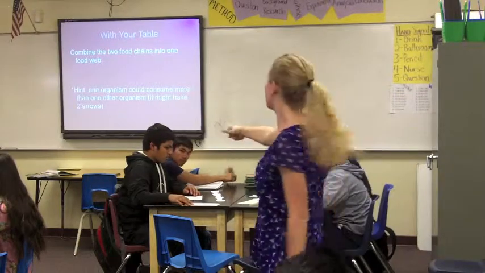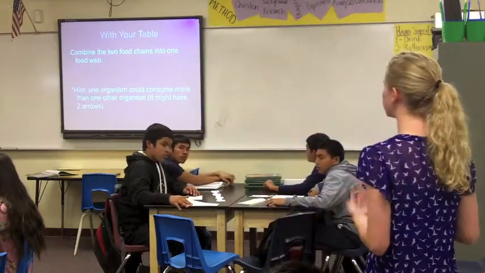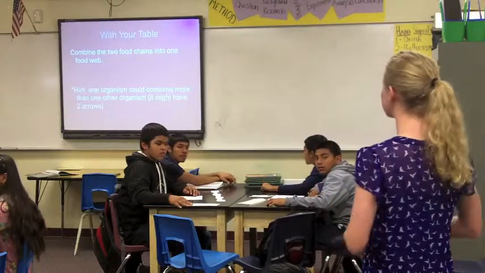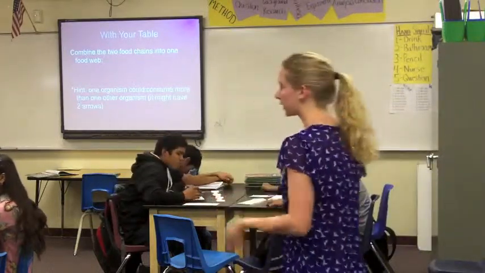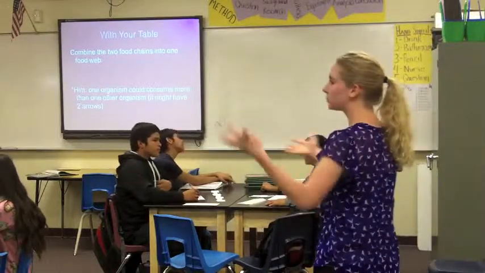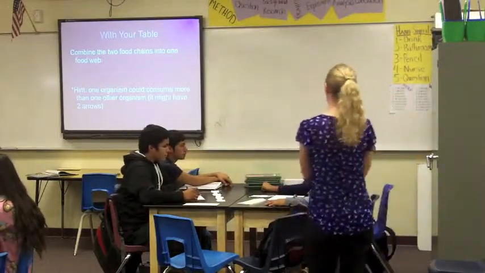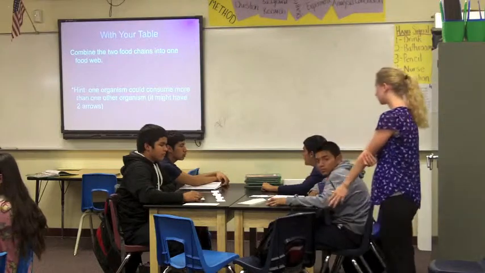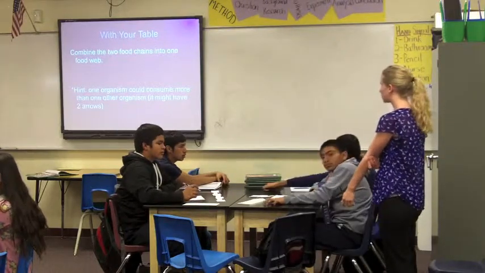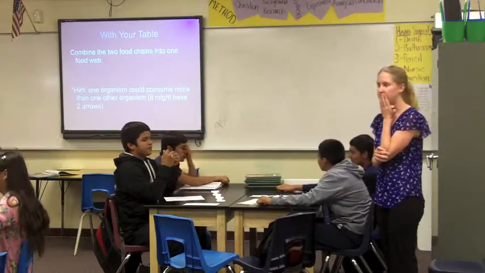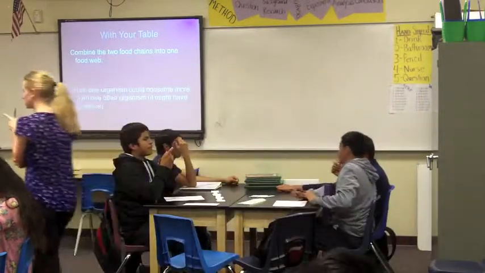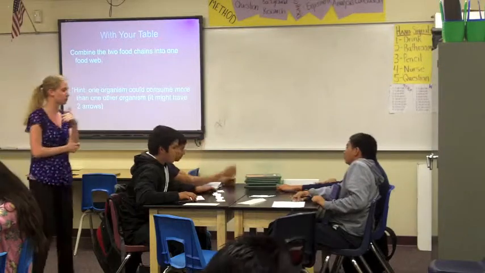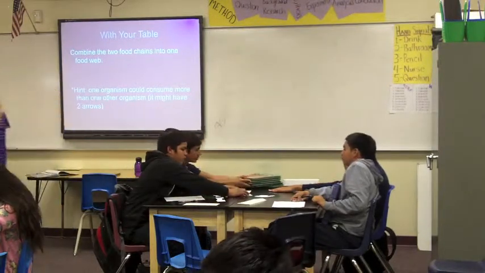I gave you a hint. One organism could consume more than one other organism. So you might have more than one arrow from one organism, right? Because it could consume more than one other organism. So, questions right now. I'm going to pass out more arrows for you, okay? Go ahead and work with your table to combine your food chains.